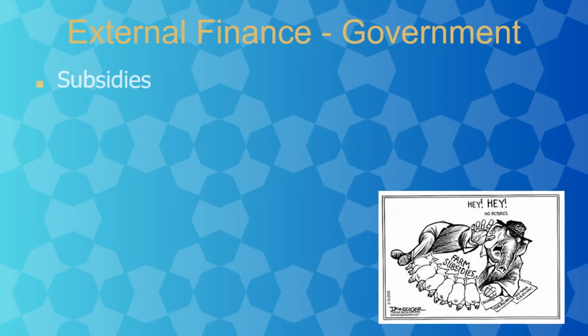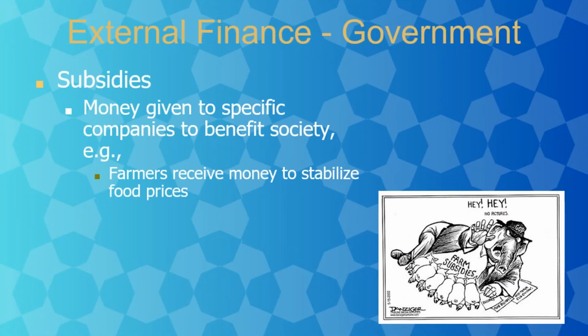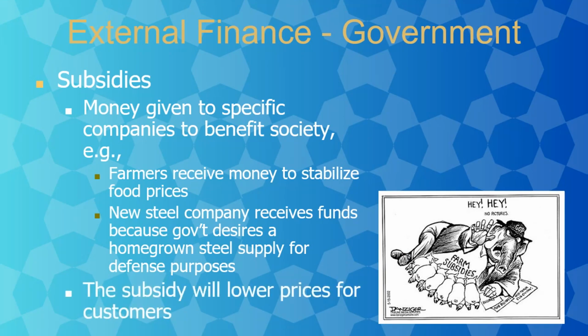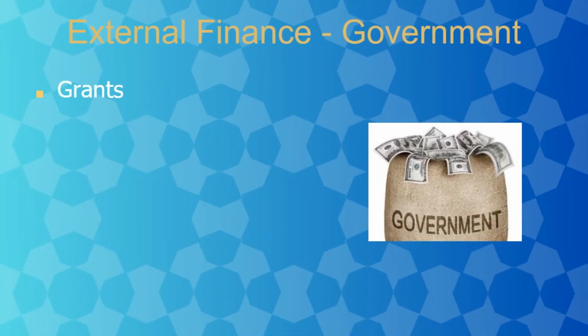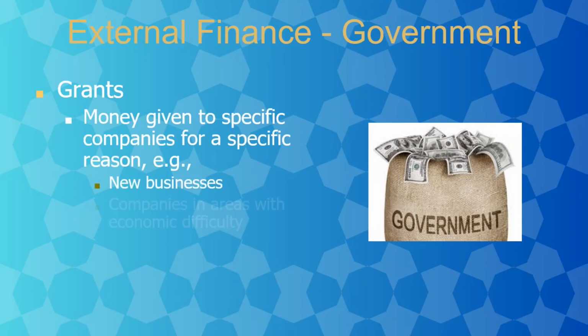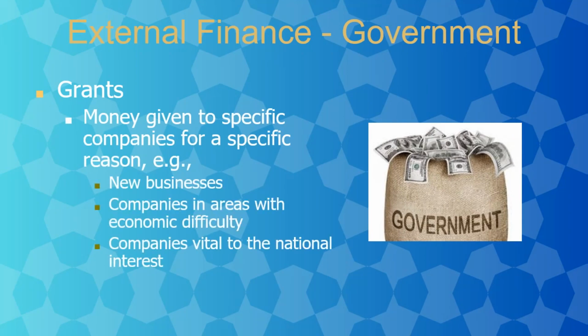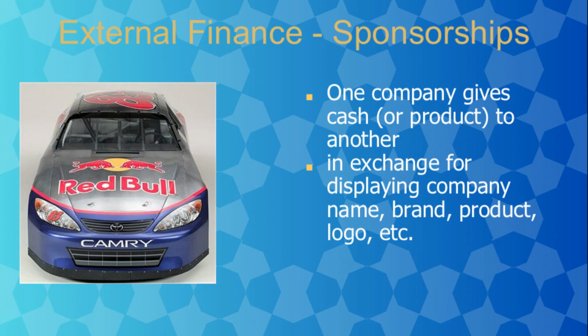Subsidies are financial aid provided by the government to benefit society. For example, farmers may receive subsidies to stabilize food prices, or steel companies may get funds for defense purposes. Subsidies help lower prices for customers. Grants are funds given by the government to specific companies for particular reasons, such as supporting new businesses or aiding companies in economically challenged areas. These grants are vital for fostering economic growth and innovation.